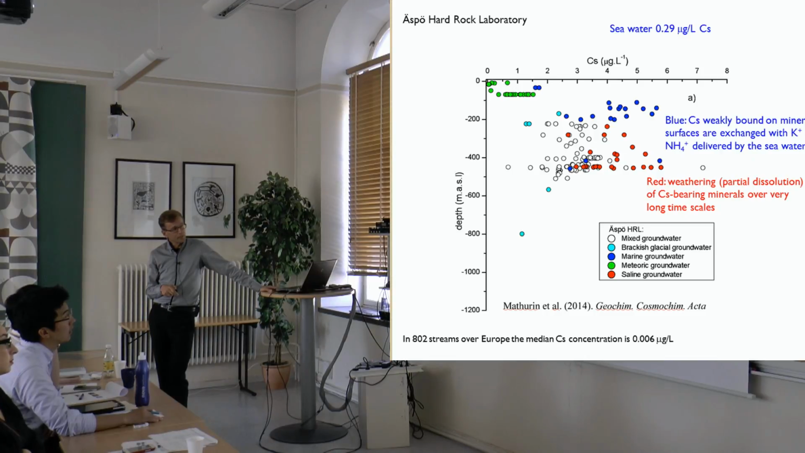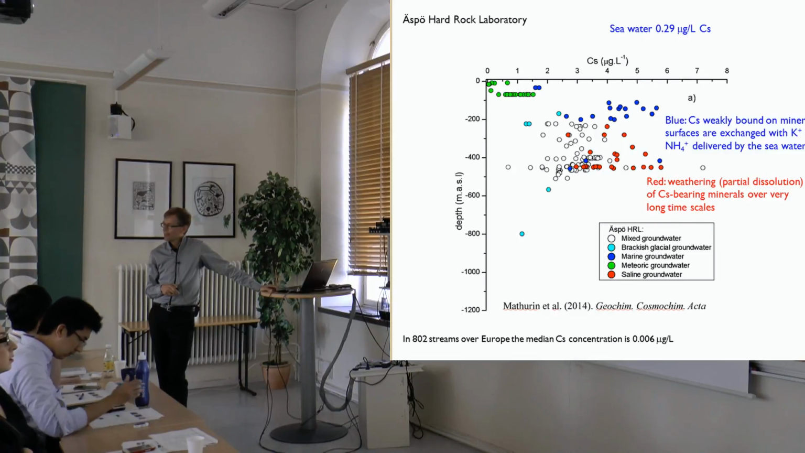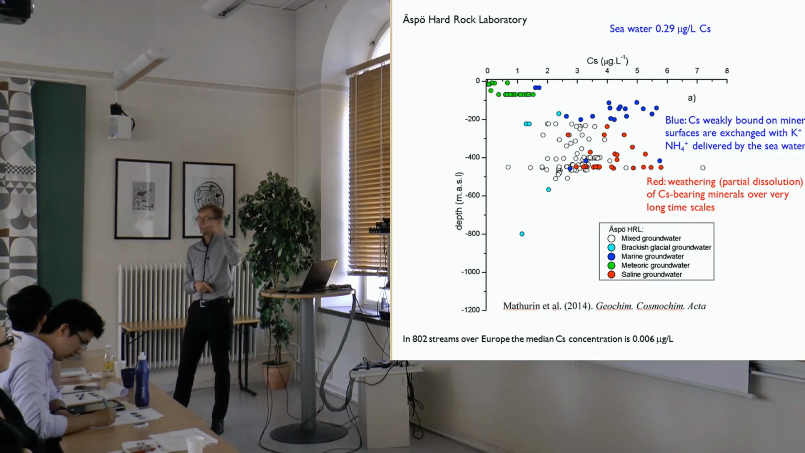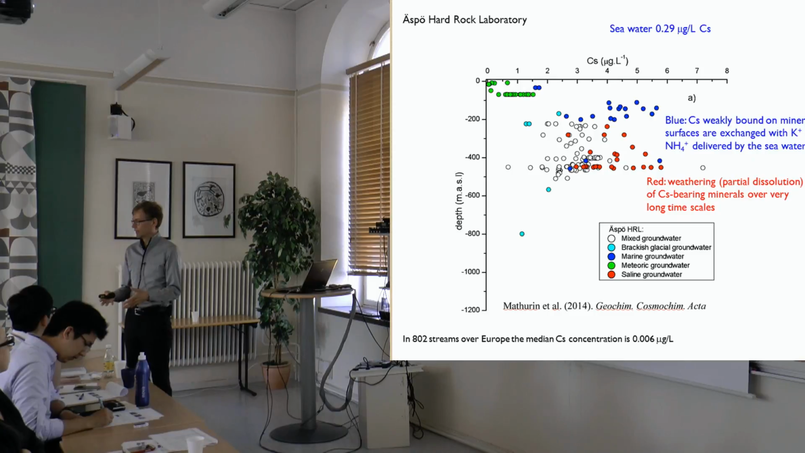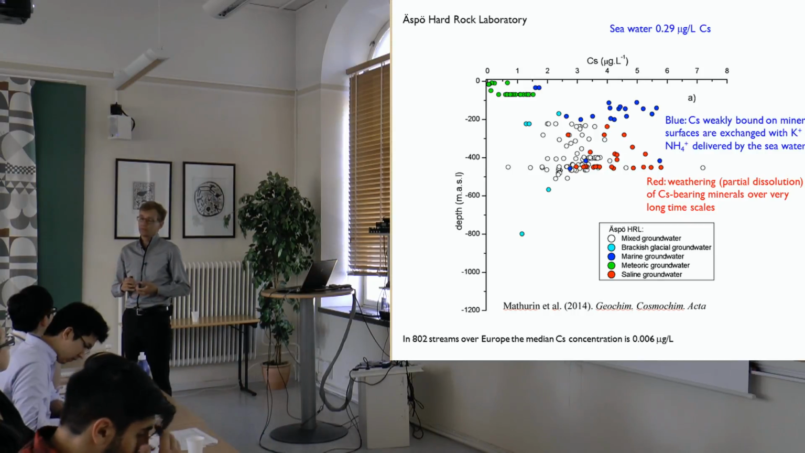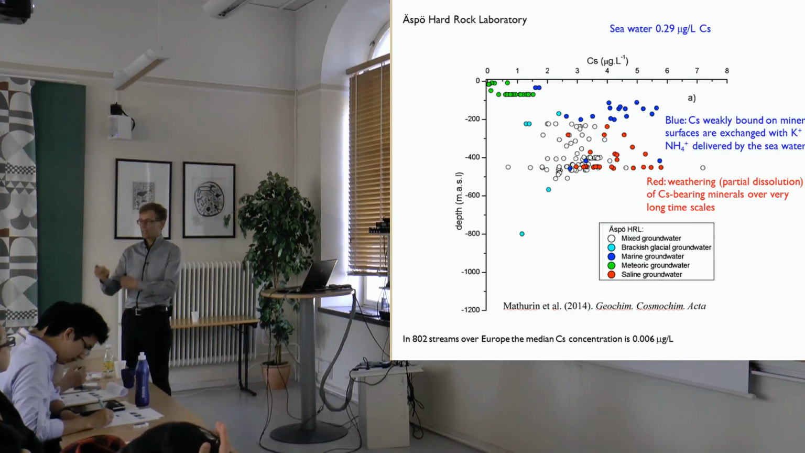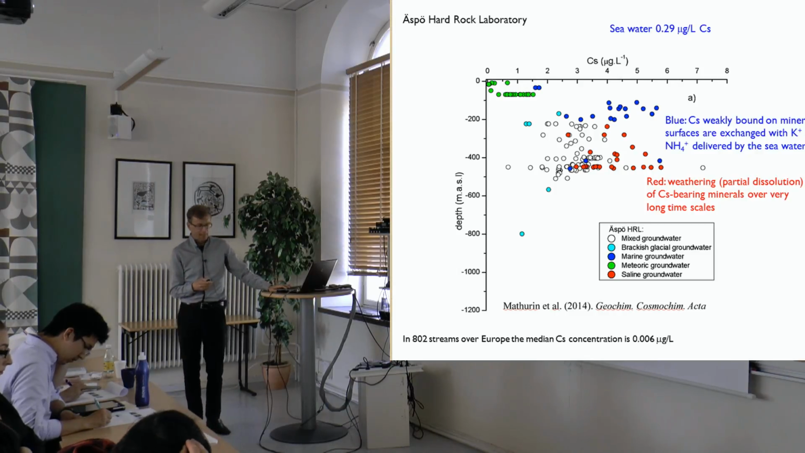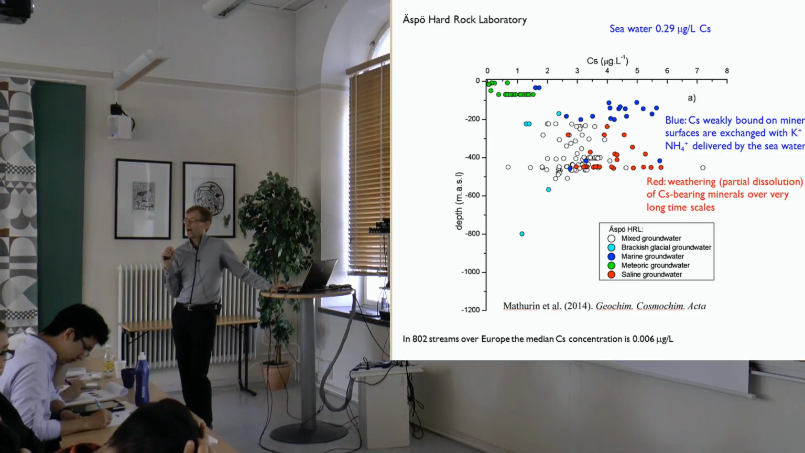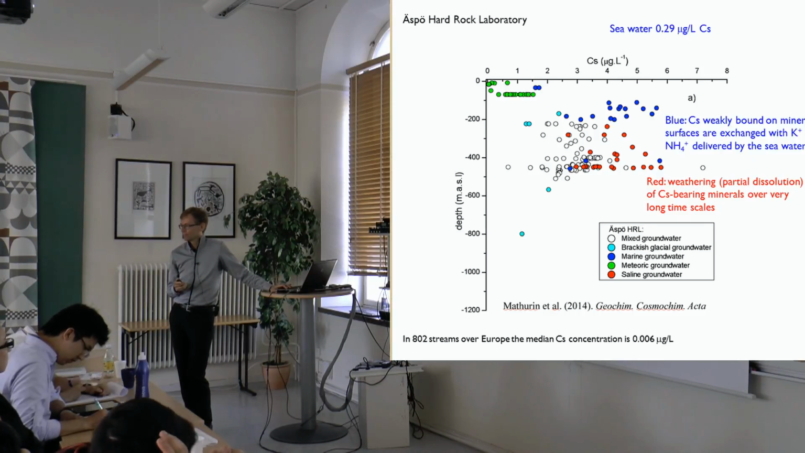So the groundwater here with the marine origin has 10 times more cesium than the seawater. And this means that when seawater penetrates into the bedrock fractures, it very rapidly picks up cesium from somewhere, and the concentrations increase very rapidly. And we see that this happens very fast. Within a couple of years or faster, it picks up cesium from somewhere. And what we think is happening here is an ion exchange reaction.